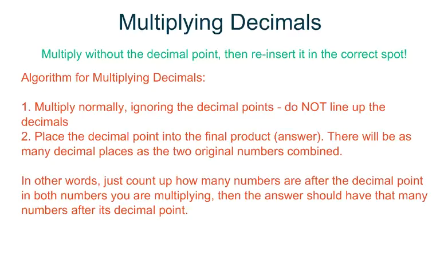So you'll see our algorithm for multiplying decimals is listed below. We're just going to, like I said before, multiply using traditional multiplication. Do not line up the decimal points when you're multiplying decimals, so it is a little bit different than adding and subtracting decimals. And then finally, when you get your final product, you're going to place the decimal point back into the final product. And basically what you do is you count up how many decimal places there were in the 2 original numbers or 3 original numbers, and that's how many places should be in your final answer, or how many numbers should be behind the decimal point in your final answer. So let's go ahead and take a look at a few examples.